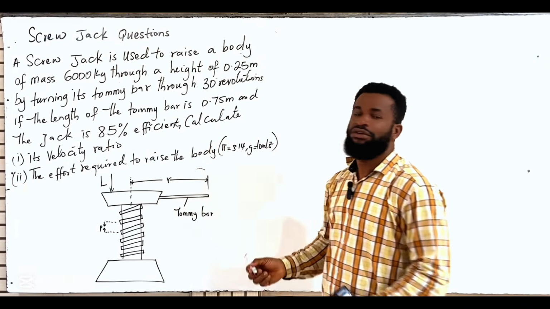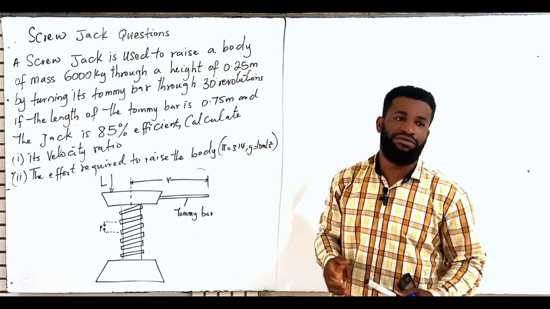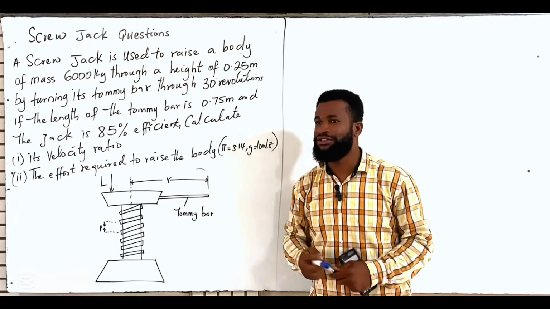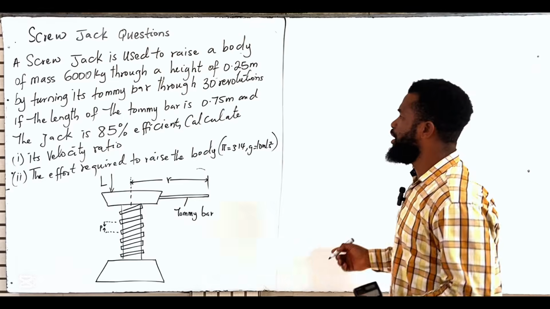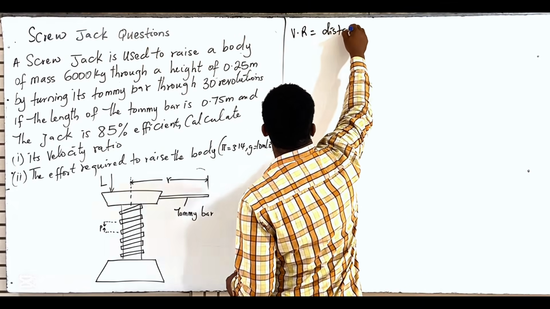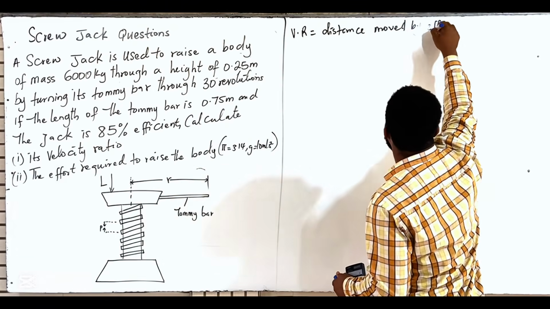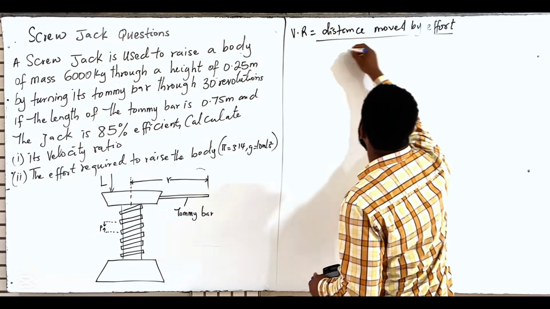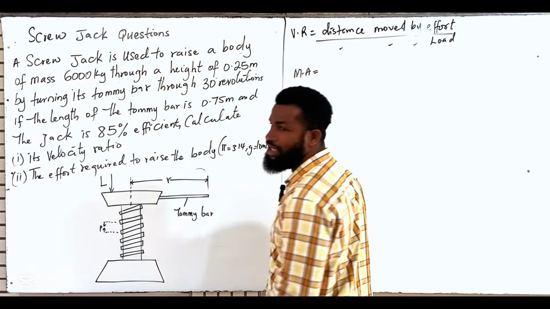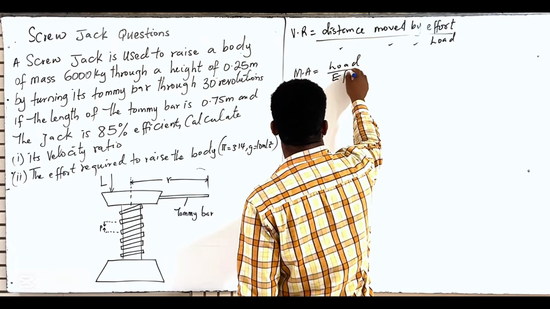All right. There is something we call velocity ratio. Velocity ratio is defined as what? Distance moved by effort over distance moved by load. So let's all say velocity ratio is distance moved by effort over distance moved by load. While mechanical advantage, though it's not asked, but I know we need it, is given as load over effort.